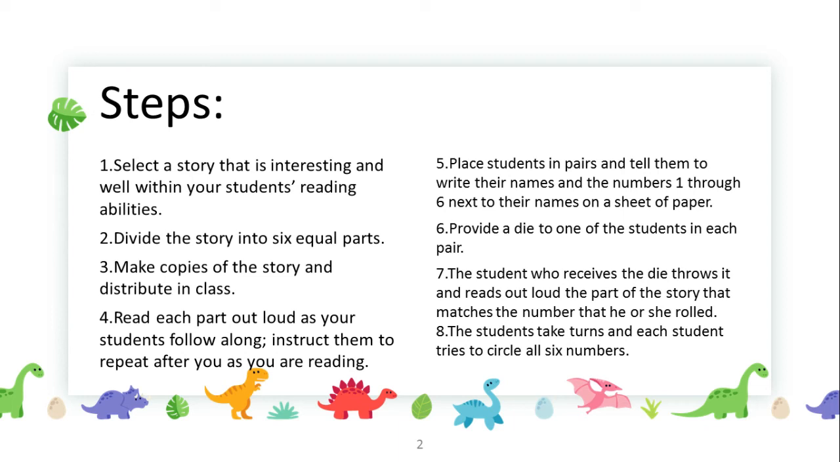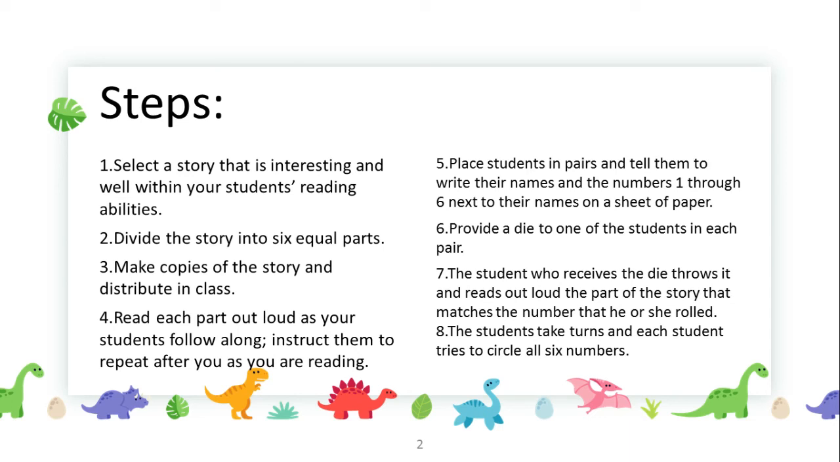7. The student who receives the die will throw it and read out loud the part of the story that matches the number that he or she rolled. After reading the part, the student circles that number on the sheet next to his or her name.